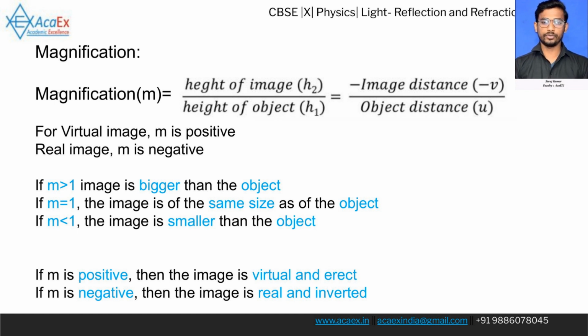If the absolute value of m is greater than 1, the image is bigger than the object. If m equals 1, the image is the same size as the object. If the absolute value of m is less than 1, the image is smaller than the object.